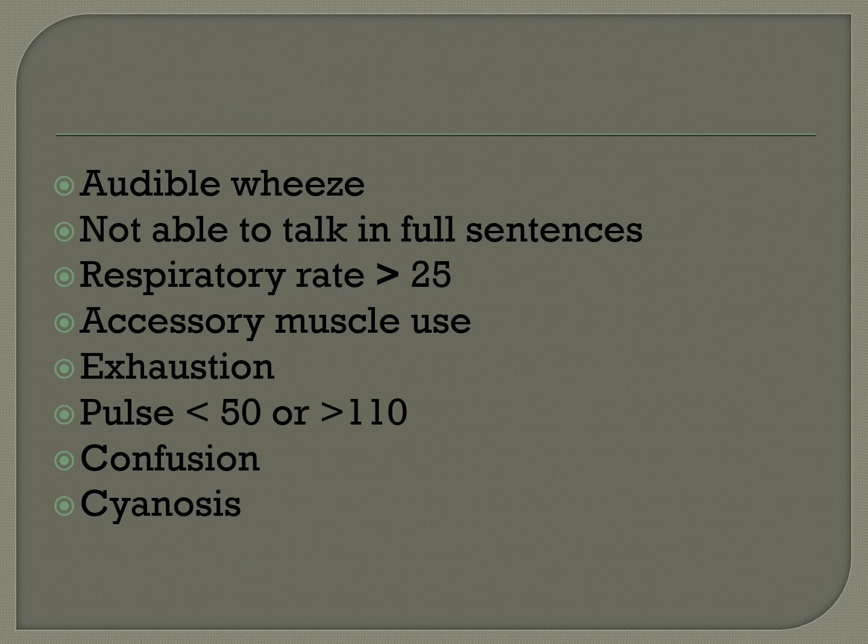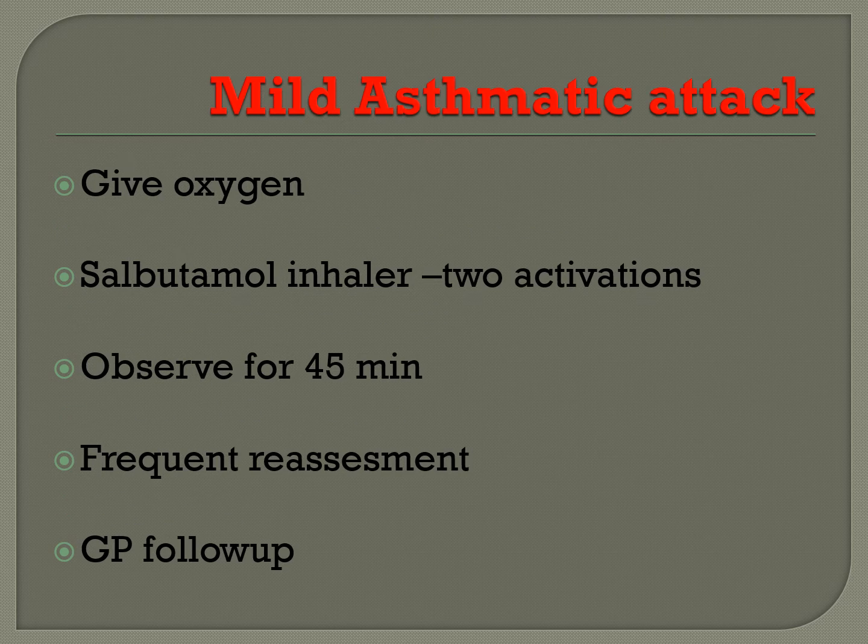There we can hear the wheezing sound with the stethoscope. The patient is not able to talk in full sentences and the respiratory rate will be increased, that means 25. Accessory muscles will be used, with exertion, and the pulse will be less than 52 or greater than 110. Confusion and cyanosis we can notice in this type of case.